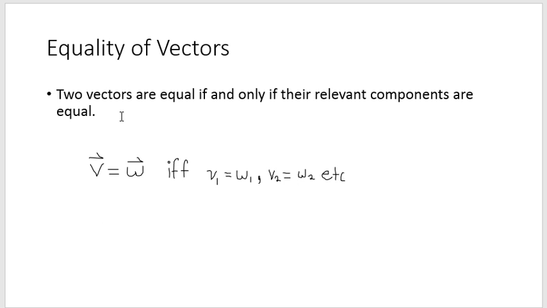Equality for vectors is true if and only if, and that's what this means, component 1 of v is the same as component 1 of w, component 2 of v is the same as component 2 of w, and it keeps going for however many you have.